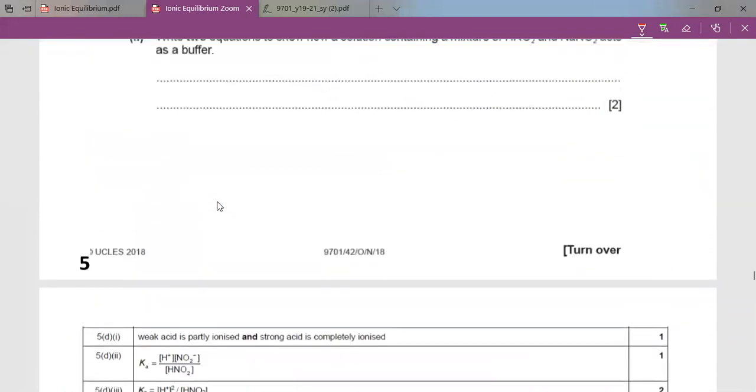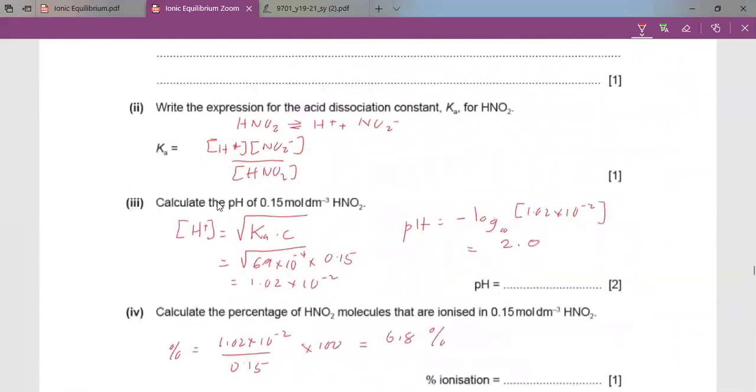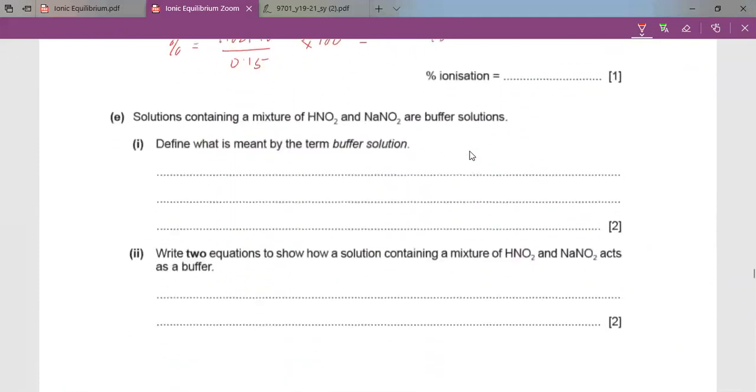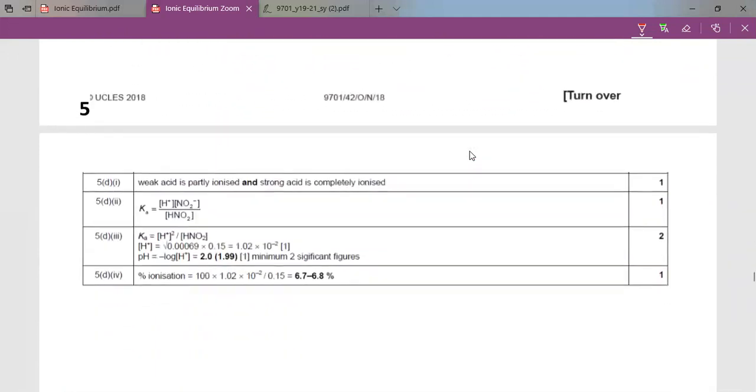Okay, we go back to form 4, form 5. Explain the difference between strong acid and weak acid. 1 mark. The answer, of course: weak acid is partially ionized, and strong acid is completely ionized. You consider completely to mean 100%. You don't say 90%, even though in reality it's never complete, but we say complete. Partially might be 3%, 4%, whatever. I don't care. So they ask you this kind of thing.